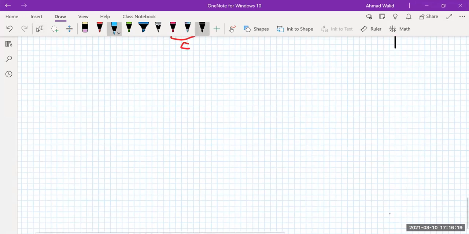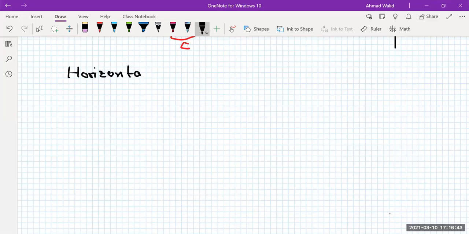Now, let's talk about horizontal shift. Horizontal shifts.